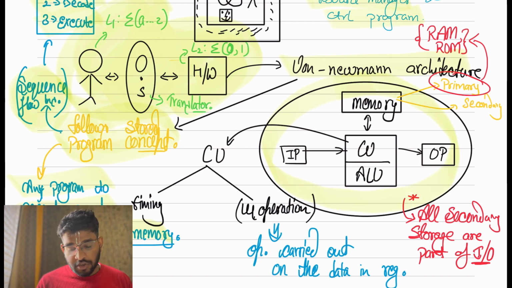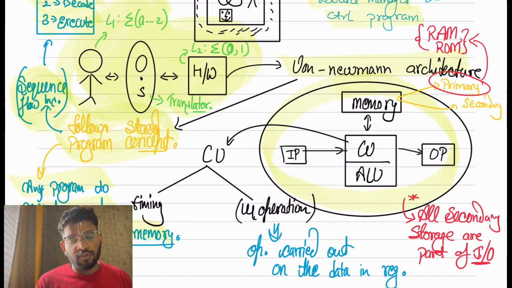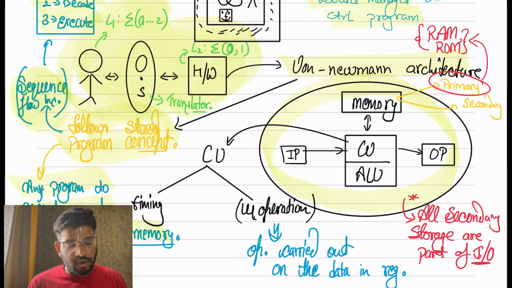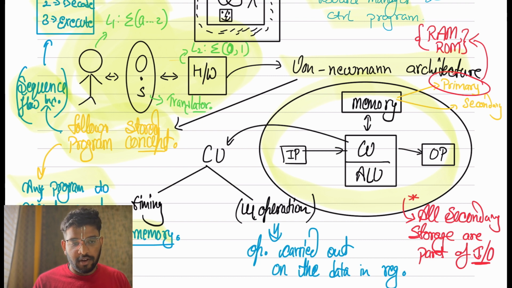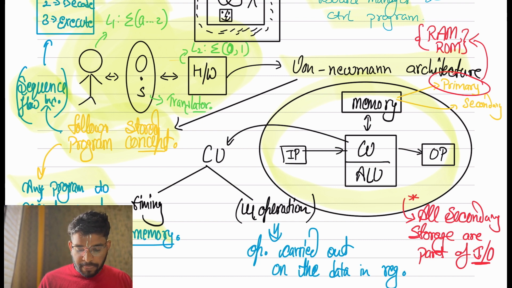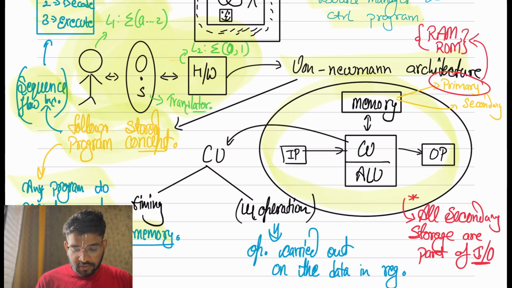In this diagram, memory has been divided into two parts. First is primary memory, which consists of RAM and ROM. Most people have the confusion of considering ROM as secondary memory, which is wrong. RAM and ROM are both part of primary memory, while secondary storage includes magnetic disks, SSDs, pen drives, etc.